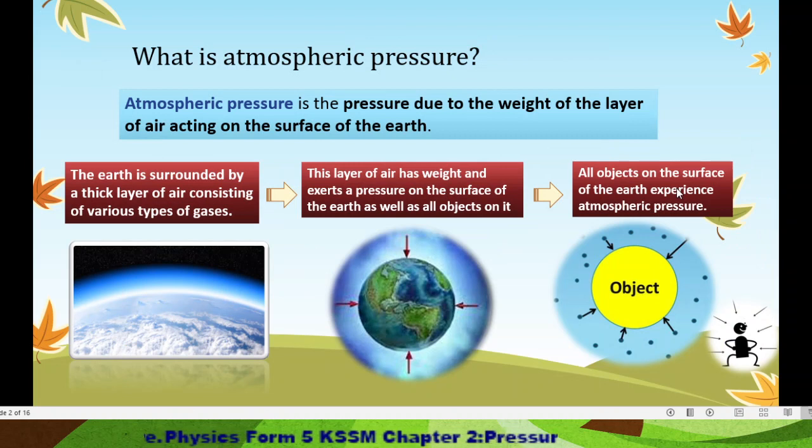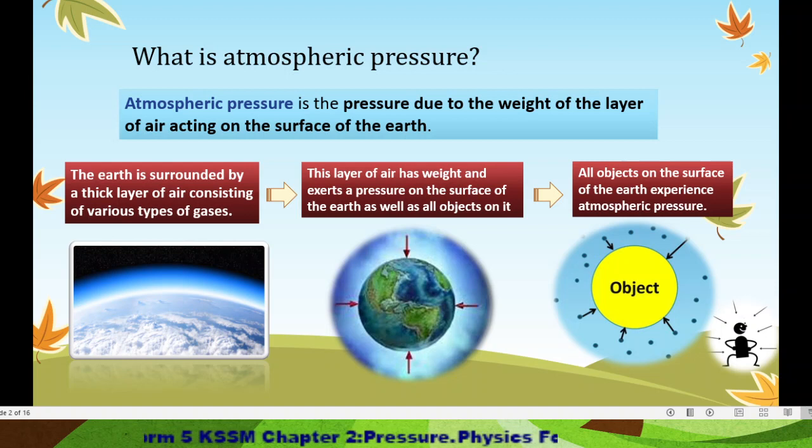What is atmospheric pressure? I hope you still remember what we have discussed earlier about the meaning of pressure. And then we have discussed the concept of pressure in liquids that is caused by the weight of the liquids. So in this topic, we want to discuss atmospheric pressure. When we talk about atmospheric pressure, it refers to the atmospheric layer that surrounds the Earth. Okay, what is atmospheric pressure?